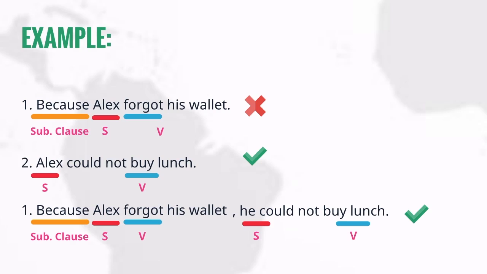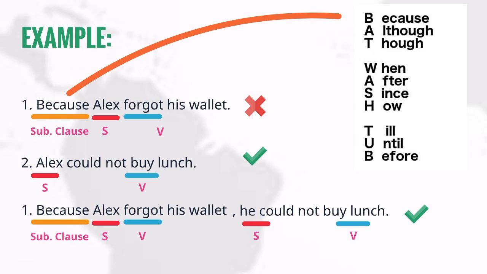Let's look at some examples. The first, number one and number two. Because Alex forgot his wallet, and that's what we were talking about earlier about not having a complete thought. Because here, what happened because Alex forgot his wallet? And realize that we have here a subordinating conjunction at the beginning of the sentence. Remember, we said bat, wash, tub. We have because, and it's linked to because over there. So we know that this is a subordinating conjunction. So because Alex forgot his wallet, what? What happened because Alex forgot his wallet?